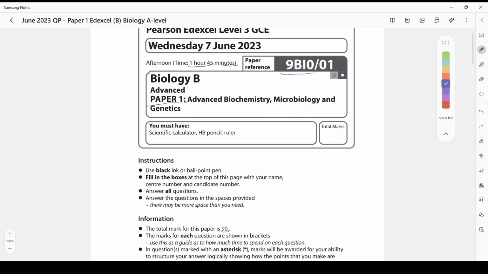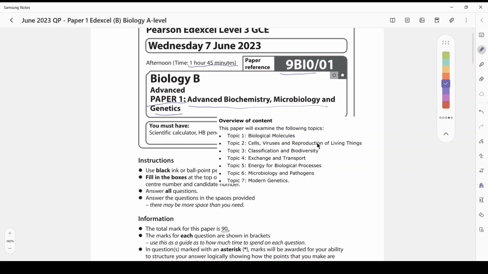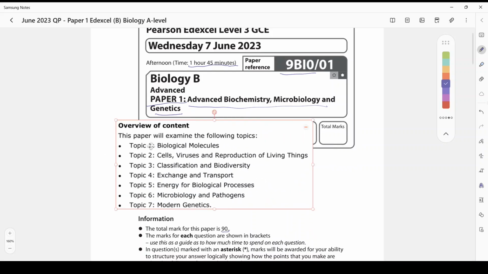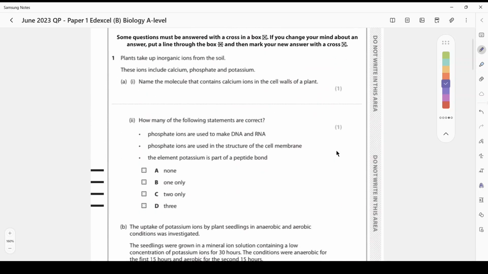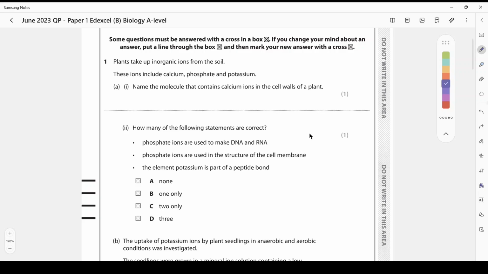Now, this paper covers these following topics that you can see here. Let me just paste that so you can see. All right, so it covers topics 1 through 7, as you can see here. And let's start off with the first question. Okay. All right, question 1.